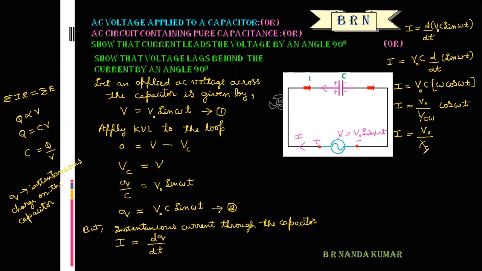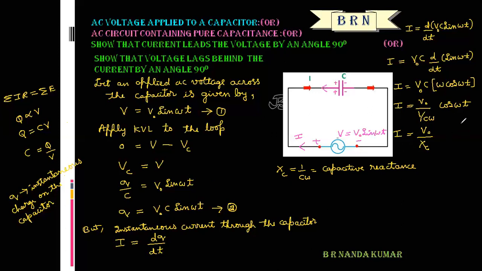Xc is called Xc. This is 1 divided by C omega. It's called capacitive reactance. Capacitive reactance means the effective opposition offered by the capacitor to the flow of AC.